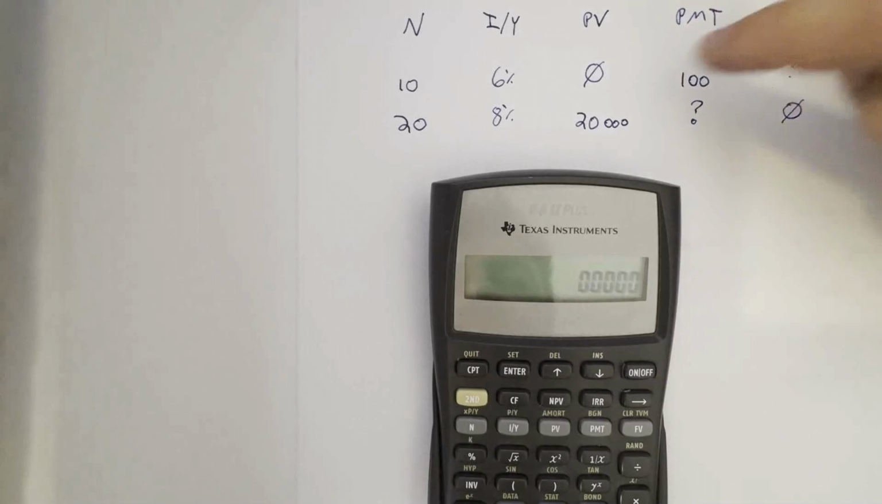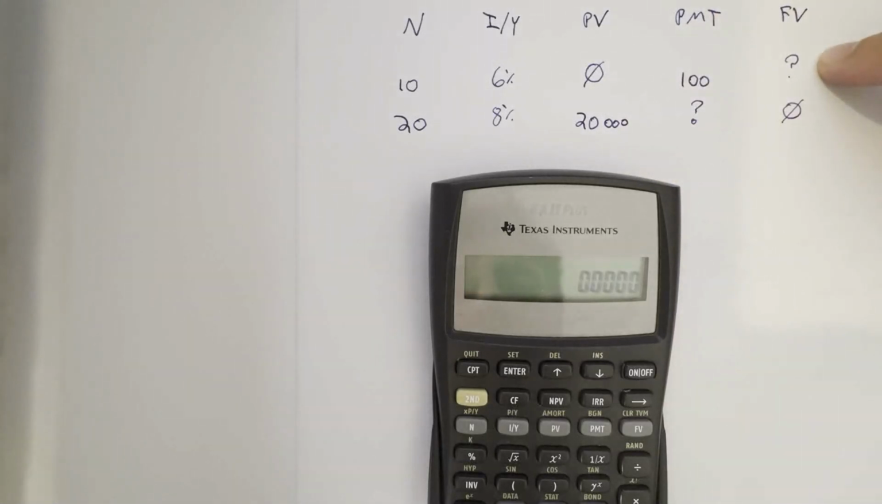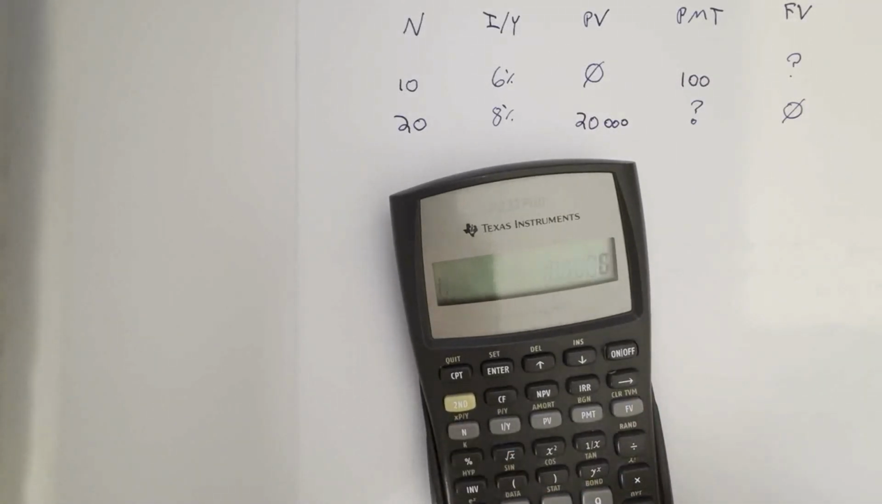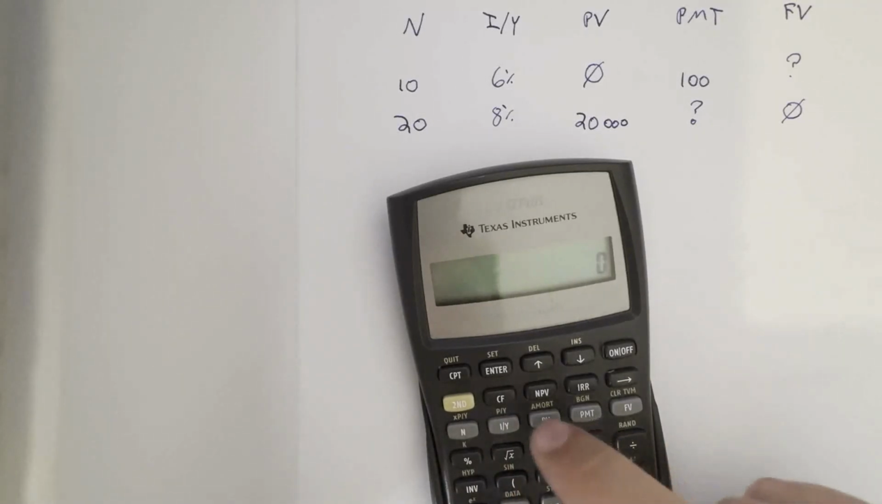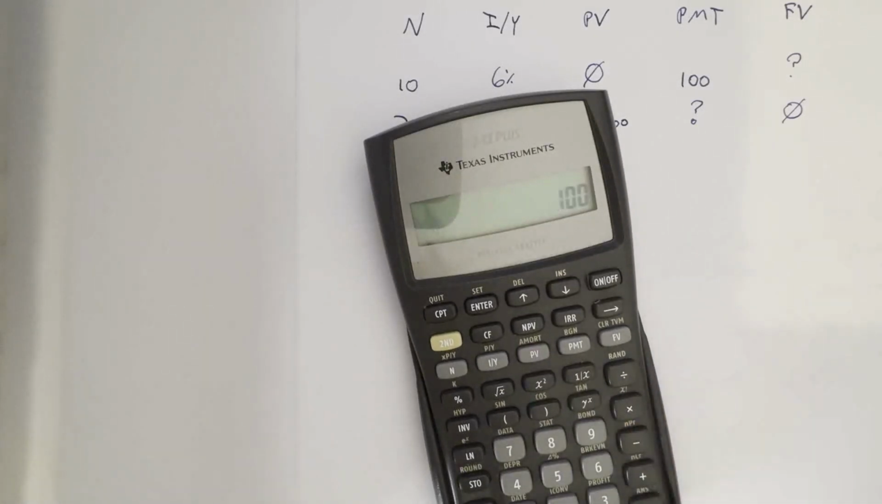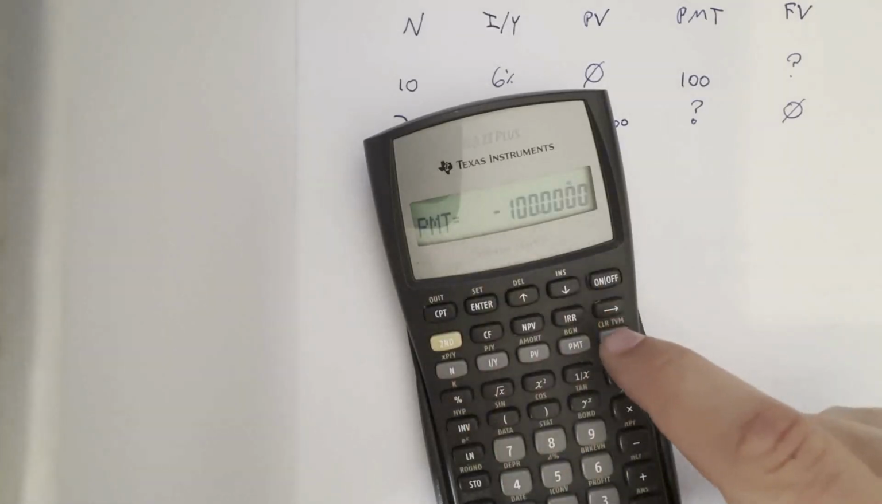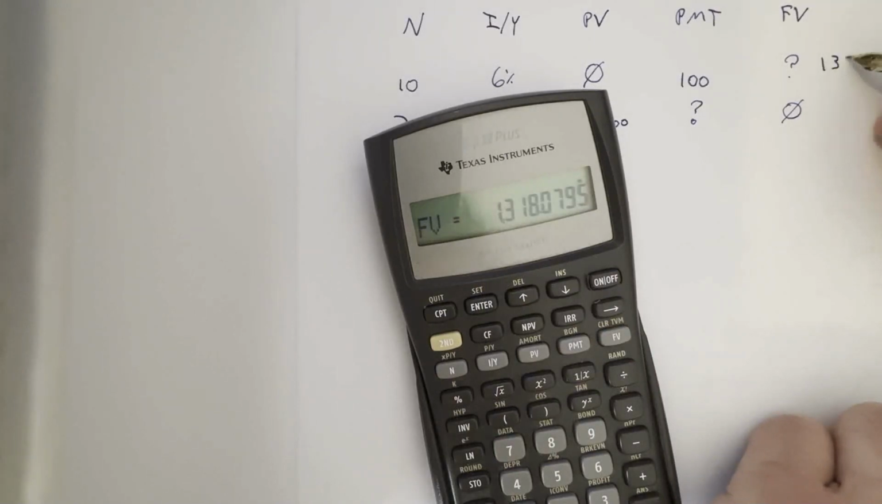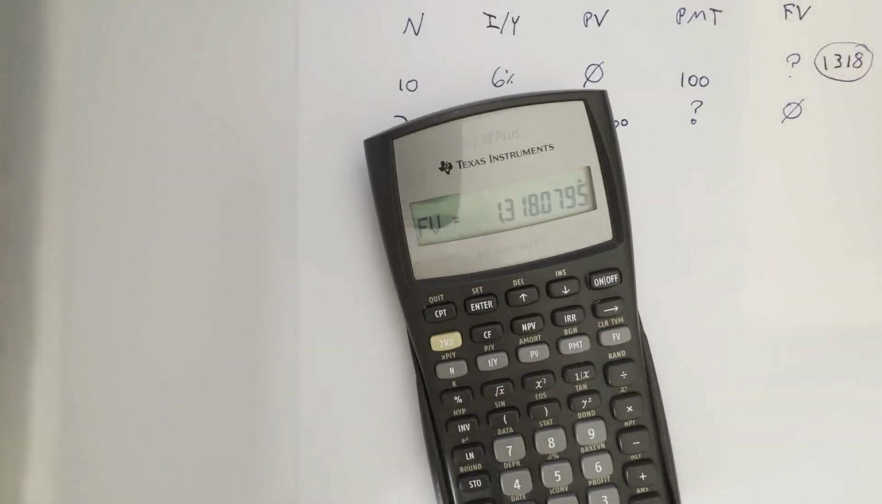We're looking for the future value. We start with 0 as the present value. Over 10 years, so 10 N, we're getting a 6% rate of return, so 6 I/Y. We're starting with 0 PV, and we're putting $100 in every single year. It's money out of our pocket, so it's a negative PMT. Now we compute the future value. At the end of the 10-year period, we will have $1,318. We have just solved for the future value.